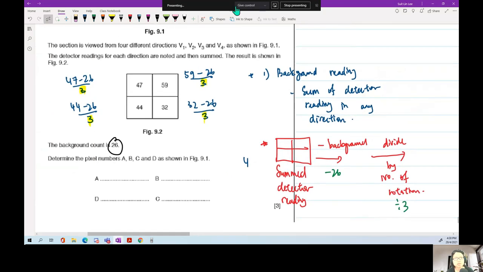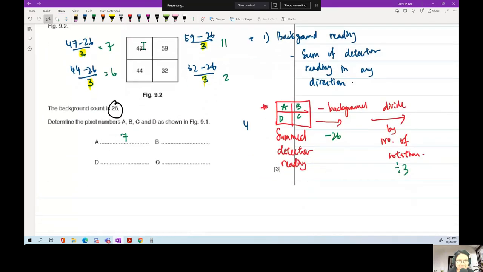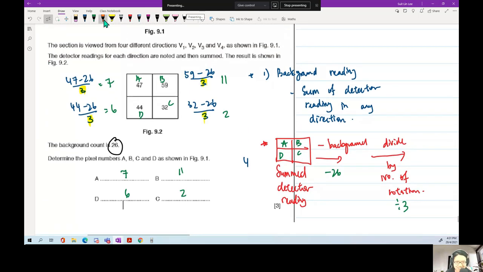Okay, so for all of these, if you minus 26 and divide by 3, this is 7. This is 6. This is 11. This is 2. So A is 7. By the way, it was A, B, C, D. Right here first, A, B, C, D. So A is 7, B is 6, C is 11, D is 2. Oh, they write for you in order. They are not trying to cheat you. 7, 6, 11, 2. 3 marks. I think a wrong one is minus 1 mark, if I'm not mistaken. Very nice one. Normally it's 3 to 4 marks for primary school calculation.